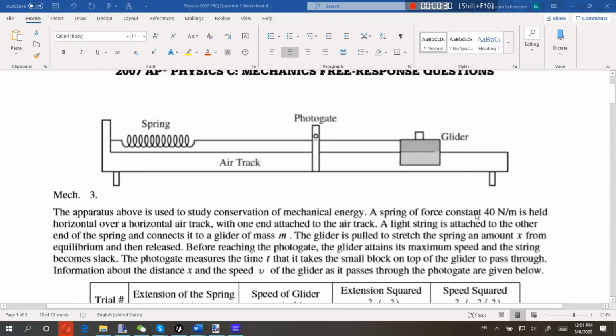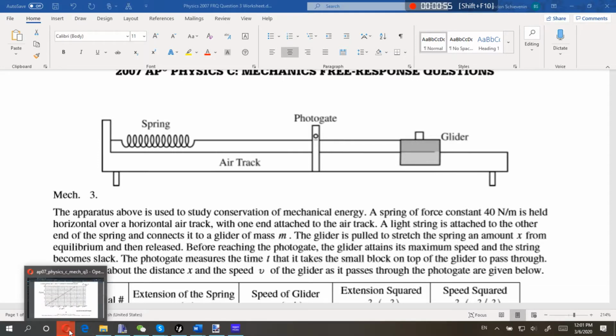Do you know what a photo gate is? No. Okay, so a photo gate is just what it sounds like. It's a gate that takes a picture, and so it gives you a timestamp of when an object passes through it. So the instant that this glider gets pushed from the spring and passes the photo gate, it will timestamp it. So we'll know how many seconds it took.